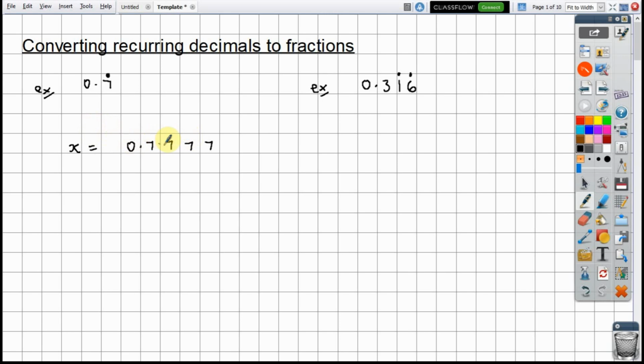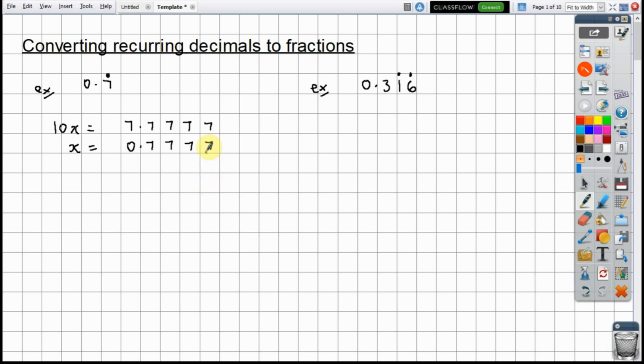And so, because it repeats every single column, always the same 7, what we're going to do is take that original value, x, and multiply it by 10, and all of these 7s are going to jump one column to the left. So it's going to look like that. The 7 that I haven't written here will jump into there.